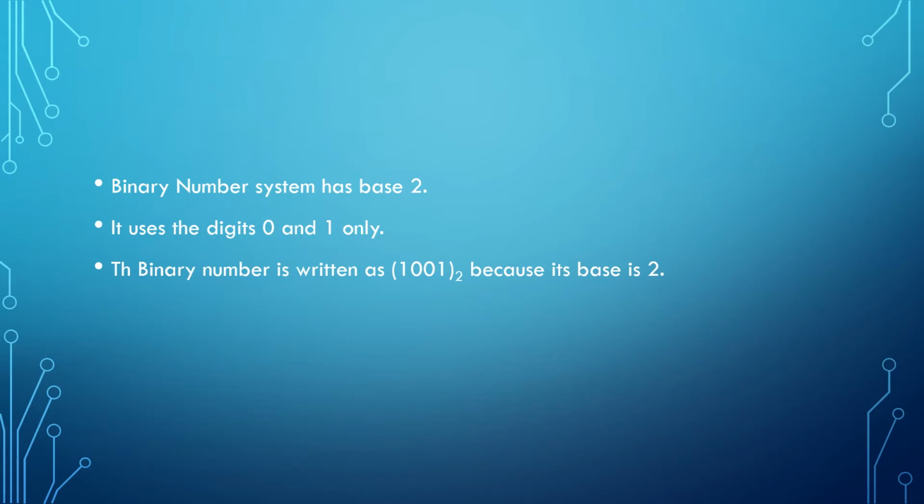The binary number is written within parentheses, and outside the parentheses the base is represented. Only the base will tell whether the given number is binary or decimal or whatever it is. So if I put 2 outside the bracket as a subscript, then it means it's a binary number. If it is 10, it is decimal. If it is 16, it's hexadecimal, etc.